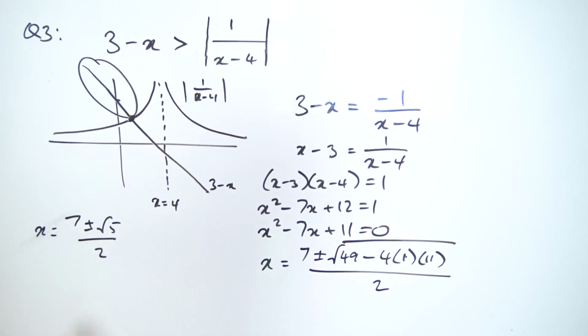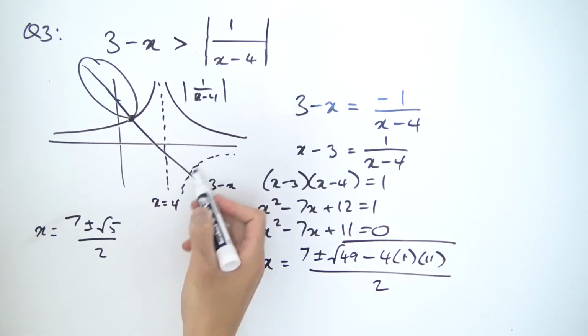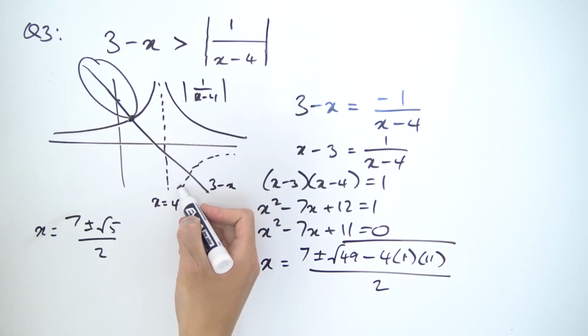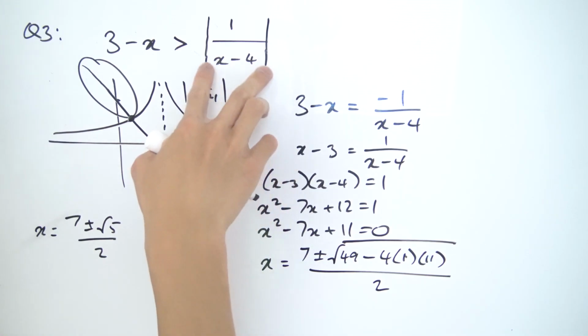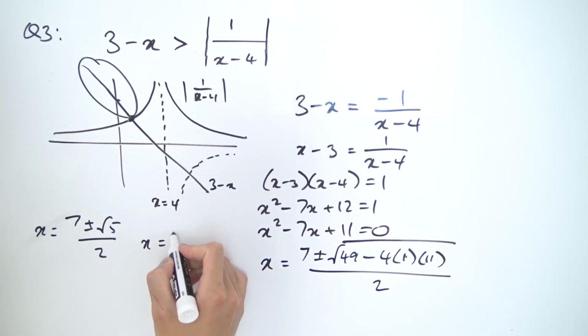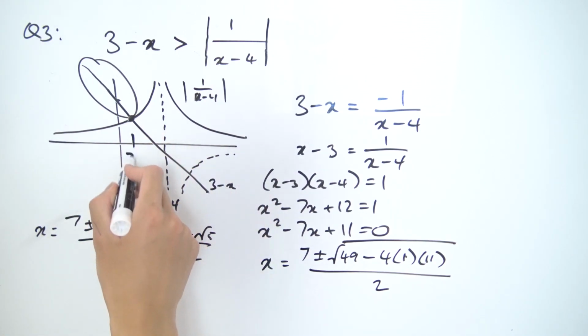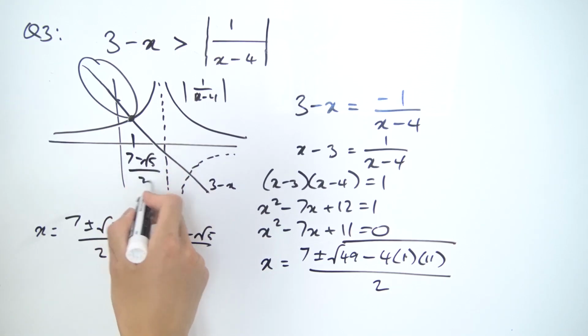And notice, if you take the positive branch, that's going to be the intersection point if you continue this minus 1 over x minus 4 down here. But that doesn't exist because we're only having the positive values. So we have to take the negative branch. So x is equal to 7 minus root 5 over 2. So we found this intersection point. It's 7 minus root 5 over 2.